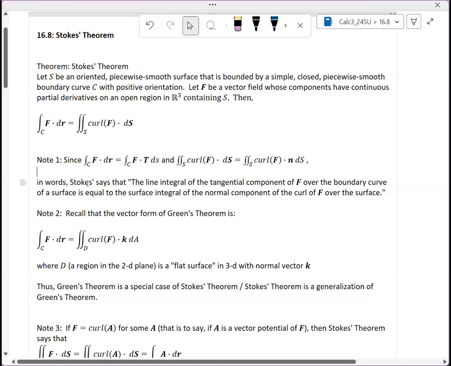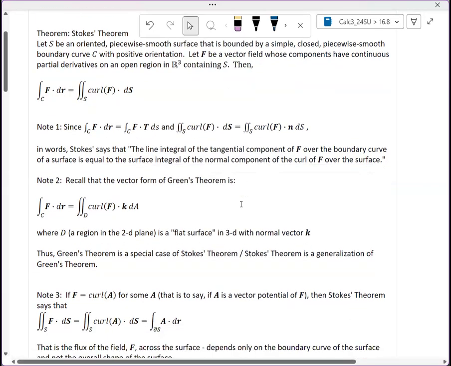So kind of maybe put into words one way, Stokes' says something like: the line integral of the tangential component of F, the field, over the boundary curve of a surface is equal to the surface integral of the normal component of the curl of F over that surface. So that's maybe one way to think about what Stokes' theorem says.